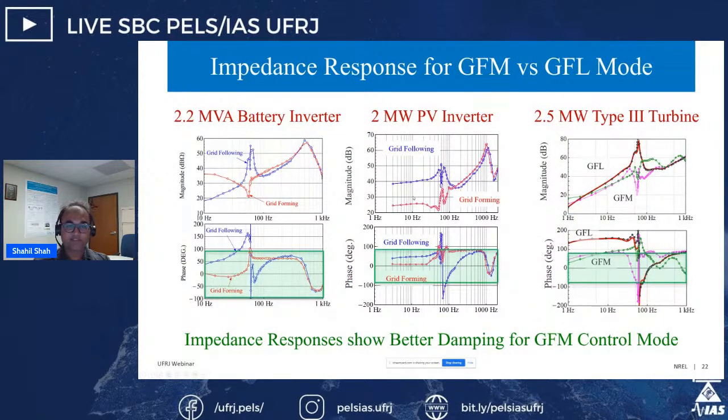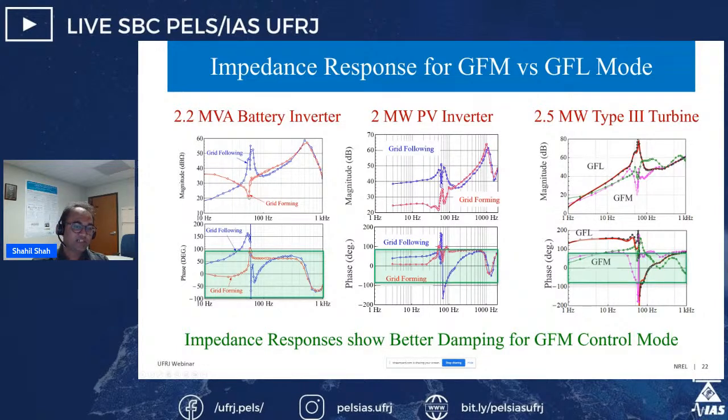Here are some real measurements of impedance response of grid forming versus grid following IBRs. There's a 2.2 MVA battery inverter at NREL. You can operate that in both grid following and grid forming mode, and you see the positive sequence impedance in both these modes. This is for a 2 megawatt PV inverter, again in both modes, and this is a 2.5 megawatt type 3 turbine. There are a couple of things I would like to highlight here.